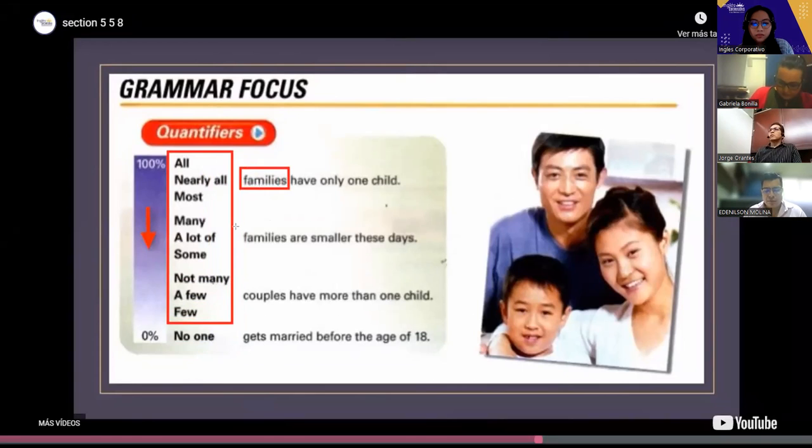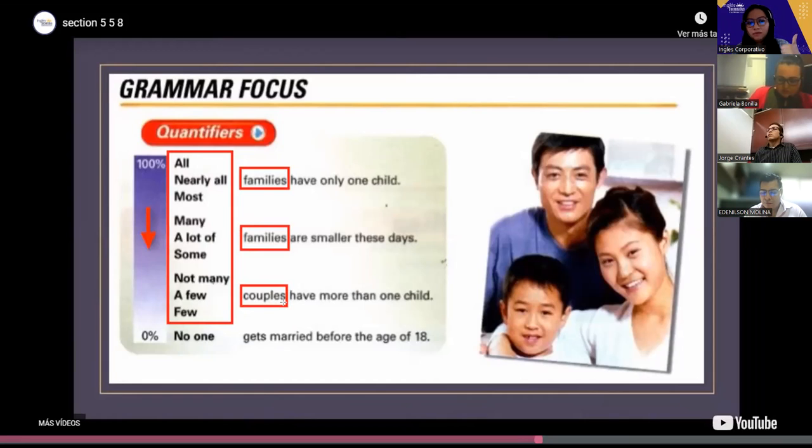Families. Couples. Okay, because we're talking about people, families, you know, members of the family. But we can have different situations. In this context, we are talking about families, about people. It can be people from El Salvador, people from any other country.